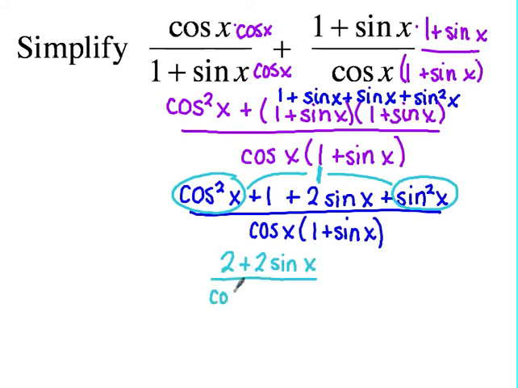Well, what good did that do me? Not much. Actually, it did us a lot of good. What do you notice about your numerator? They each have a 2. So let's take it out. So if I take a 2 out, 2 times what will give me the 2 that I have? 1. Okay, 2 times what gives me 2 sine x? 1 sine x, yep.